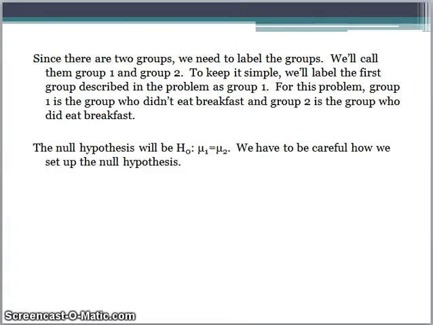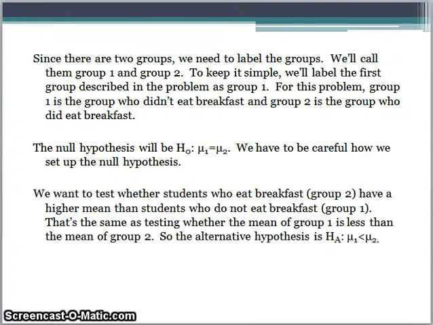So the null hypothesis is mu1 equals mu2, or according to StatCrunch, mu1 minus mu2 equals 0. Now we have to think about the alternative hypothesis. So we want to know whether the students in group 2 have a higher mean than students in group 1. Well, that's the same as testing whether group 1 is less than group 2 on average. This means that the alternative hypothesis is mu1 less than mu2.